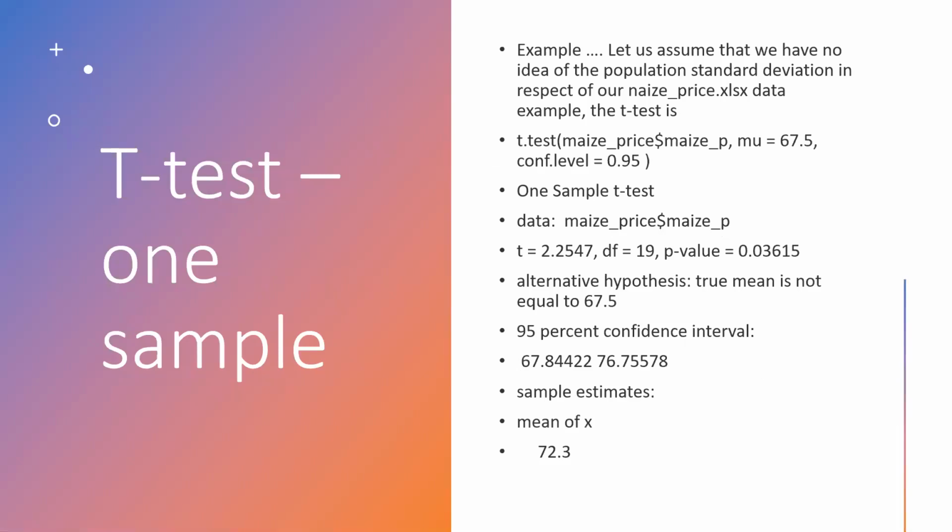So t-test for one sample. Let us assume that we have no idea of the population standard deviation in respect of our maize price data. So let's say we don't know it. If we don't know it, we can't be defining it. So the only thing we can define is the population mean, which is 67.5. Then we now assume the confidence level. The confidence level is 0.95 if your level of significance is 0.05. That is, if the type 1 error that you assume is about 0.05, then just put the confidence level there. Then you run it. So let's see how it works.